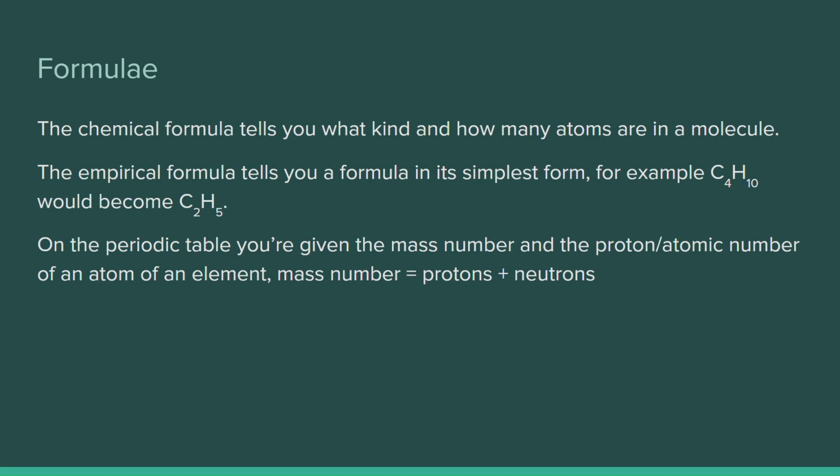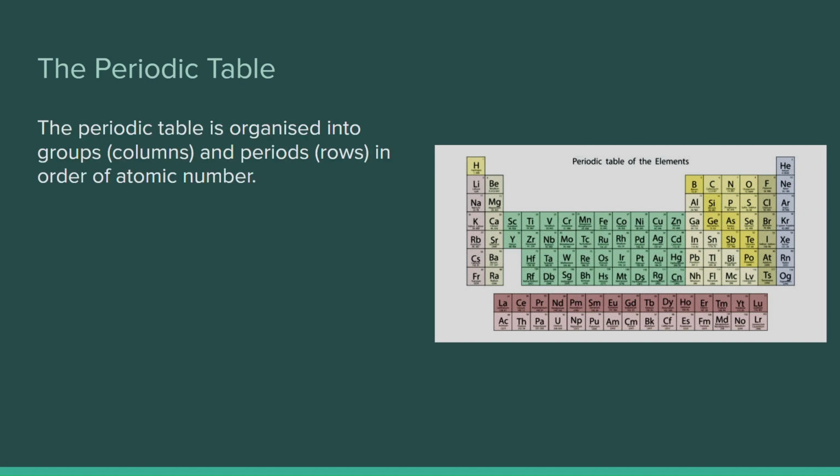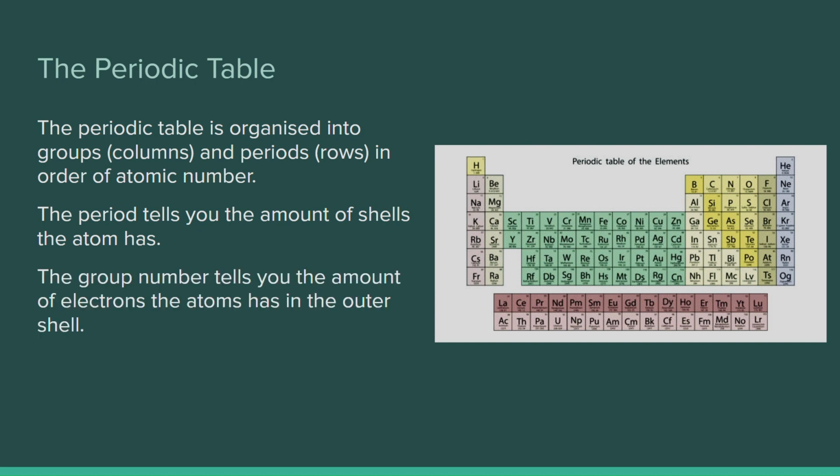On the periodic table, you're given the mass number and the atomic number of an atom of an element, and the mass number is the protons plus the neutrons. So onto the periodic table, it's organized in groups and periods, which are columns and rows, in order of atomic number. The period tells you the amount of shells the atom has. That's the amount of different set distances that the electrons orbit the atom at. And the group tells you the amount of electrons the atom has in its outer shell, which will tell you how it bonds with other atoms.